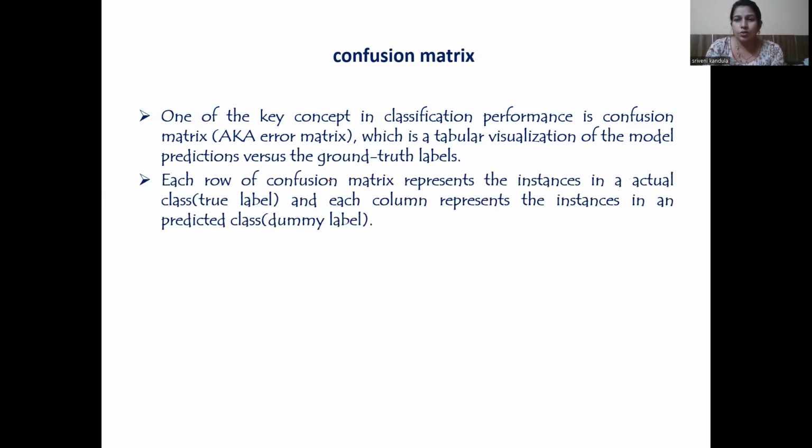As I told you, it is a table, so it contains rows and columns. Here in this confusion matrix, the rows give the actual class label, which we call the true label, and the columns represent instances of the predicted classes, which we also call the predicted label. This true label we can also call the ground truth label.